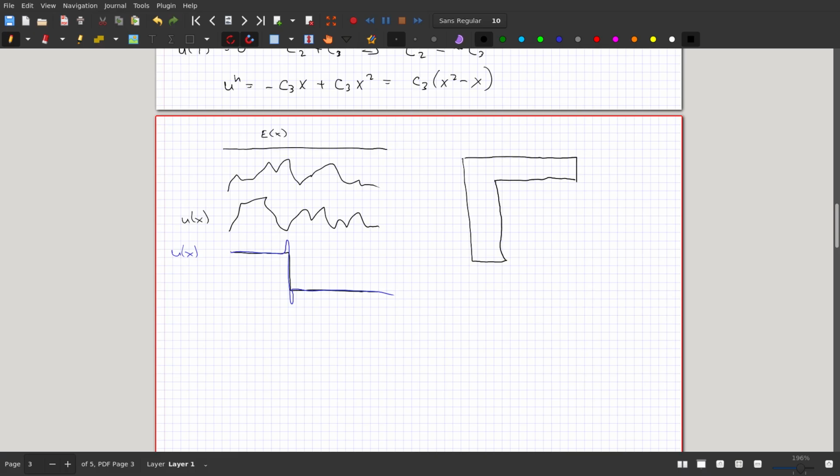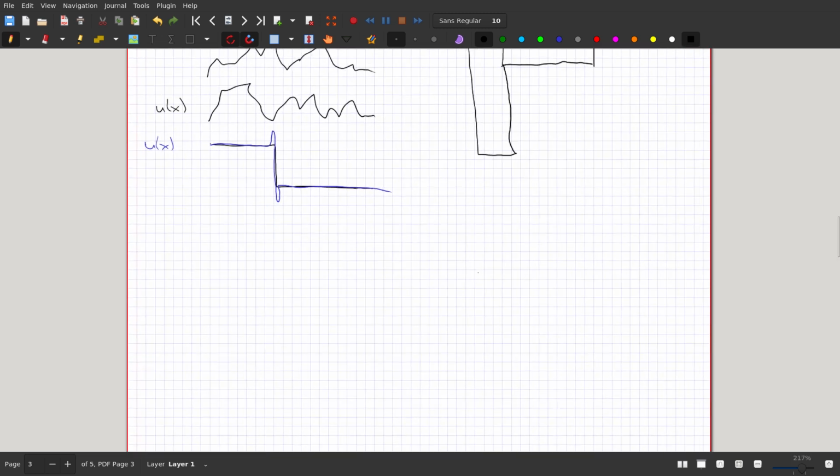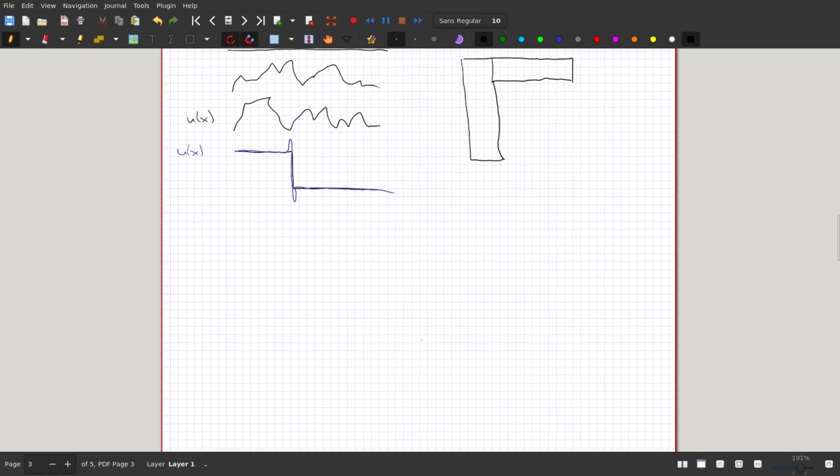But what I can do is break it up. Then I have two simple geometries that I can define well-defined polynomials on, and then use superposition to add them together. And so now we're going to introduce the concept of elements, and we'll work on finite elements from now on.